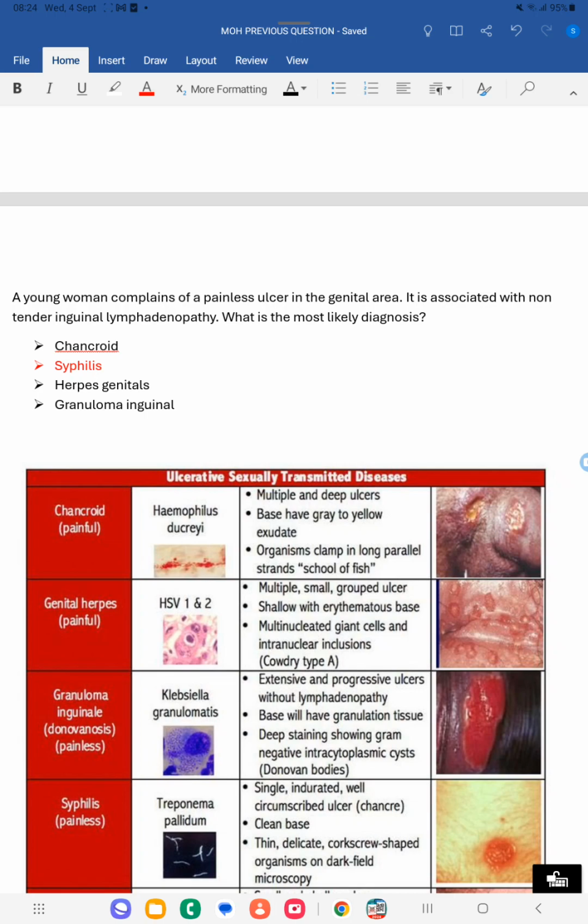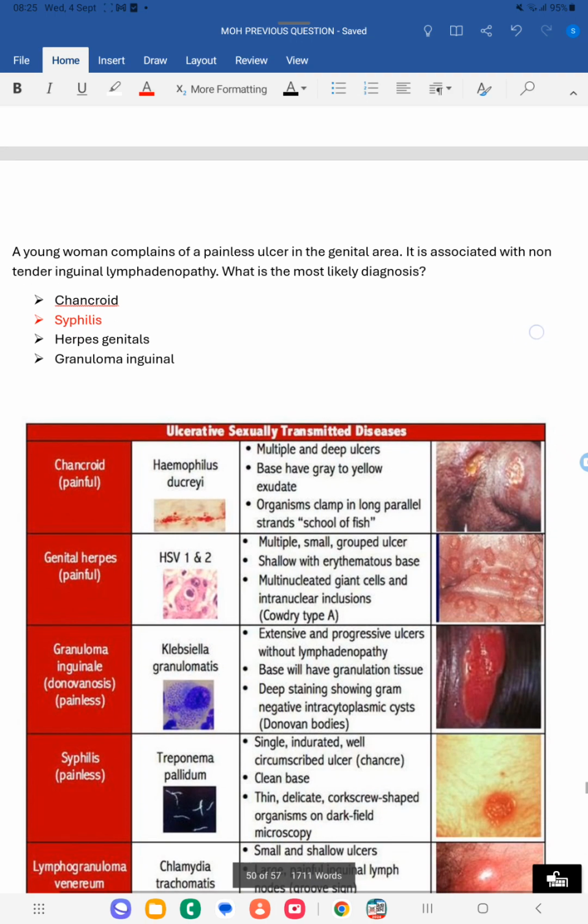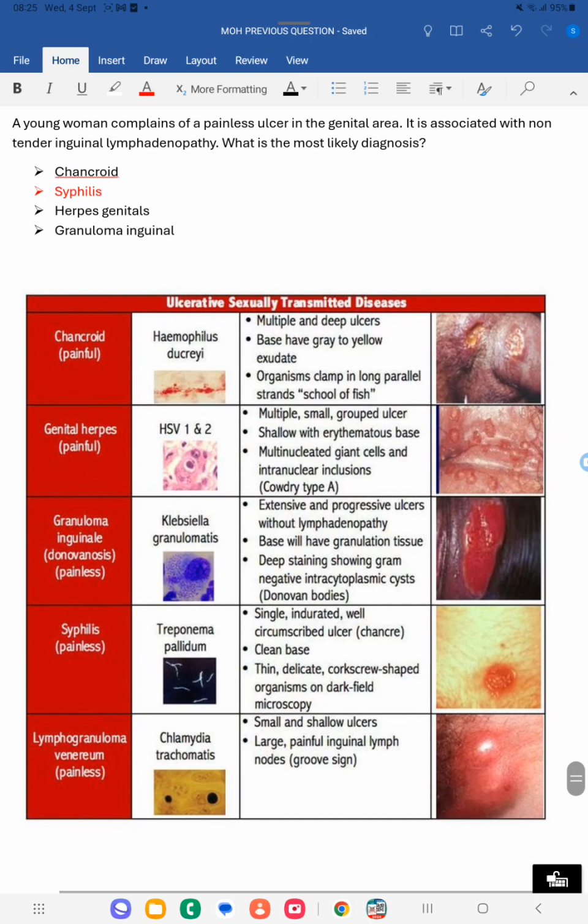Next question is, a young woman complains of a painless ulcer in the genital area. It is associated with a non-tender inguinal lymphadenopathy. So, a painless ulcer and non-tender inguinal lymphadenopathy. There is no pain in the lymphadenopathy. Lymphadenopathy means enlargement of the lymph node. In which condition can you see a painless ulcer and painless lymphadenopathy? That is usually seen in syphilis.